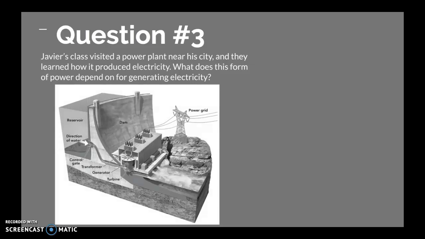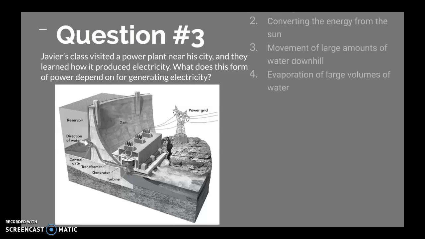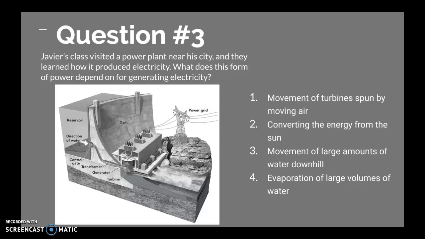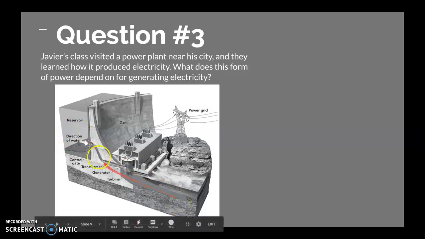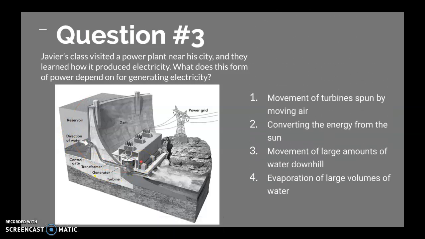Question 3. Javier's class visited a power plant near his city, and they learned that it produced electricity. So this is a hydroelectricity power plant. Okay. What does this form of power depend on for generating electricity? Do me a favor. Don't even worry about those questions. Just look at this visual. Okay. You have, this is all the water. It's flowing down this slope. Okay, you have these turbines, not wind turbines, okay, but you have, this is the movement of water in some way. Here were those answers.